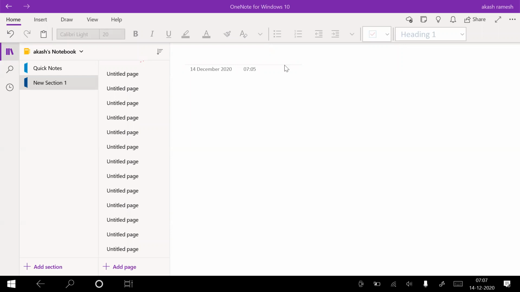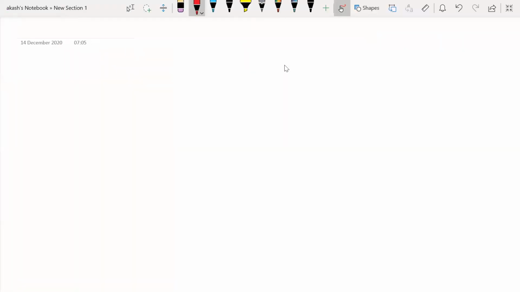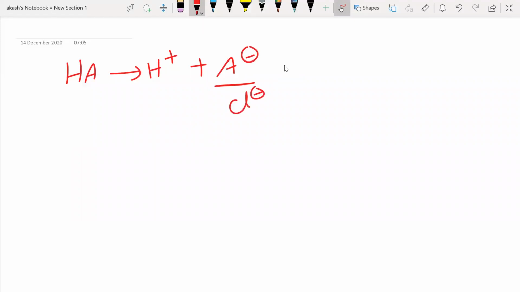So it's all about how much dissociation is happening, right? Now if I have an acid like HA, it is going to give me H plus and A minus. This A minus can be anything. In case of your HCl, this A minus is Cl minus. If it is acetic acid, this is going to be CH3COO minus. So this is the reaction. Now, how much does this reaction go to completion?